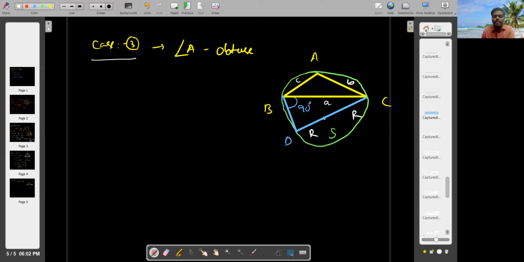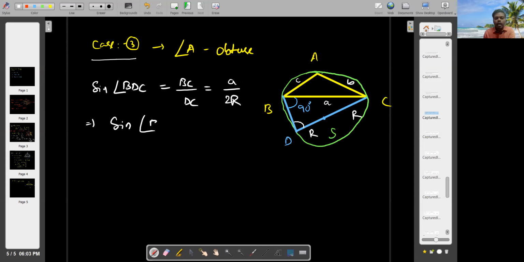Then in triangle DBC, let us take angle BDC. So sine of angle BDC equals its opposite side, BC, by the hypotenuse, DC. So BC equals A units, and DC equals R plus R, which is 2R. That implies sine of angle BDC equals A by 2R.